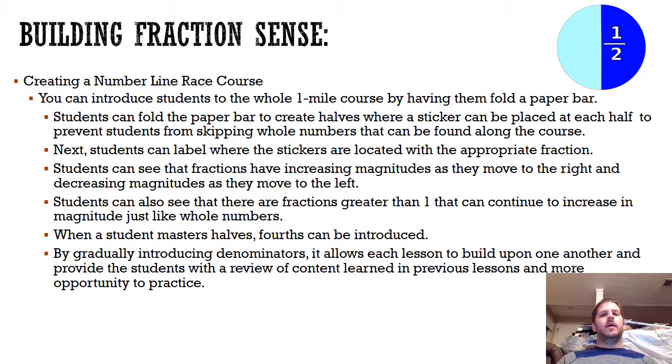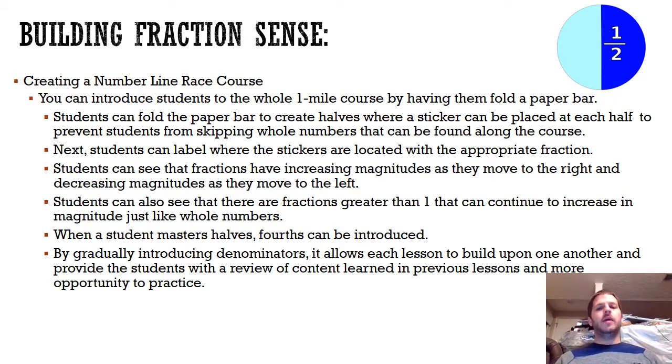How to create a number line race course. You can introduce students to the whole 1 mile course by having them fold a paper bar. Students can fold the paper bar to create halves where a sticker can be placed at each half to prevent students from skipping whole numbers that can be found along the course. Next, students can label where the stickers are located with the appropriate fraction.